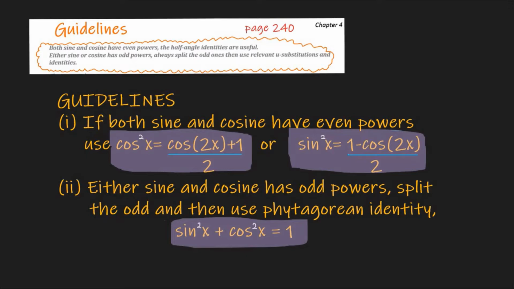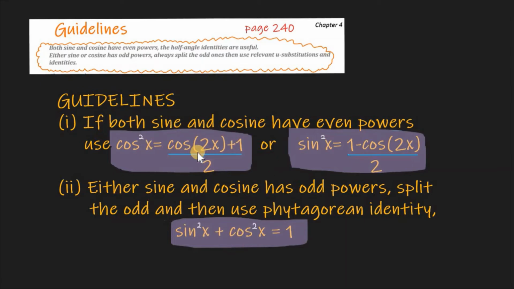Given in our workbook, page 240, there is a simple guideline. I'm rewriting it back. If both sine and cosine have even powers, the half angle identities are useful. Here, the half angle is this formula, which is actually taken from our formula list on the identity. And if either sine or cosine has an odd power, power 3 or power 5, split the one with the odd power, and then use the Pythagorean identity.